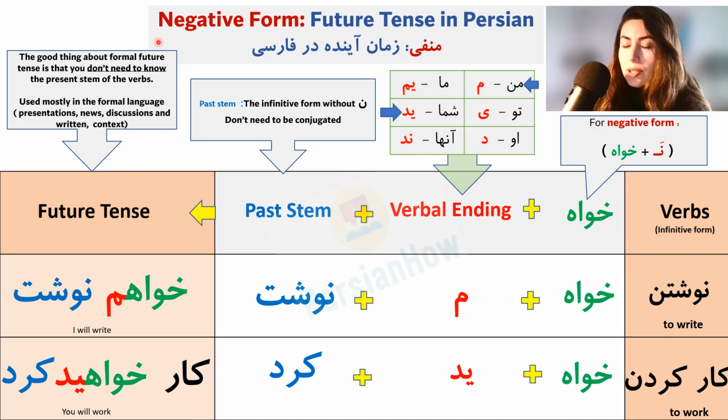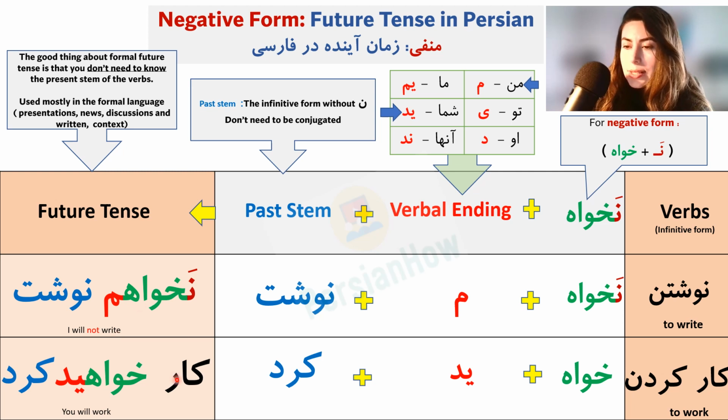And now let's go over the negative form of the future tense. So for the negative form, we attach the letter na to the auxiliary verb kha here. So kha for the negative needs to change to nakha. So here khaham is going to be replaced with nakhaham. So nakhaham نوشت, it means I will not write.